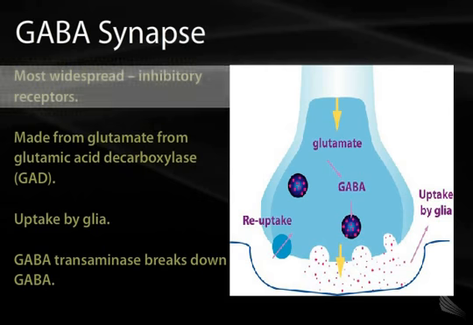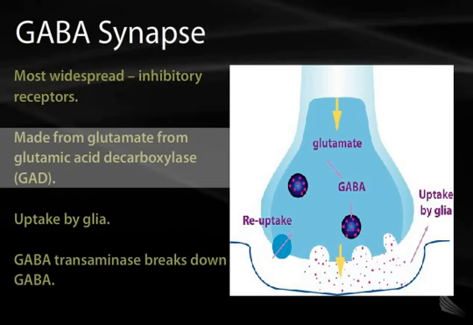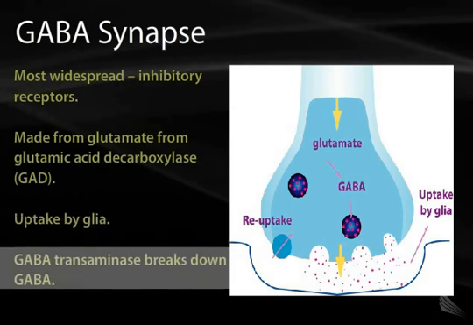GABA. GABA is a widespread neurotransmitter mostly found at inhibitory receptors. And GABA actually is synthesized from glutamate via the enzyme glutamic acid decarboxylase, or GAD. GABA is packaged into presynaptic vesicles and then released, and its uptake is either through a non-specific reuptake system shown here in the figure, or it's shuttled into glia, and then ultimately GABA is broken down by GABA transaminase.